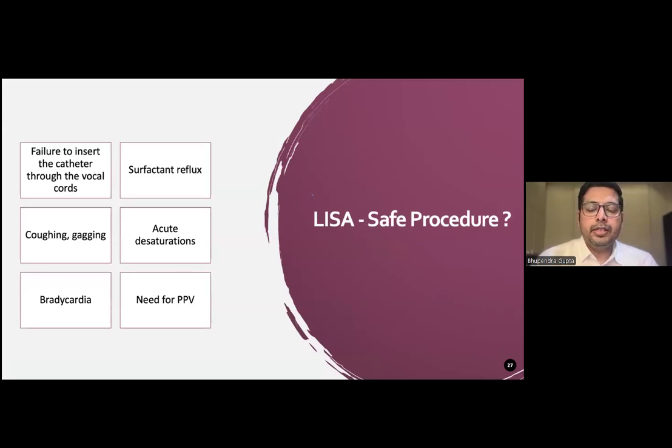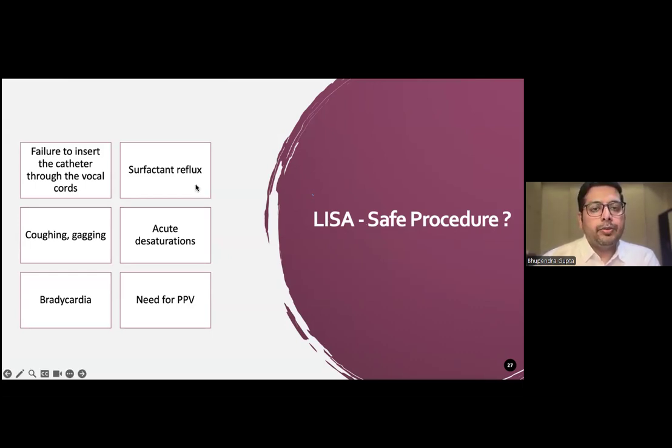Now the question is whether LISA is a safe procedure, because LISA depends upon the skill. The most critical event is insertion of the catheter, because laryngoscopy we have mastered, but how the catheter tip should be inside the vocal cord matters, because the outcome of the intervention depends upon the tip of the catheter and the length. So mastery of the skill in inserting the OG tube is the most important thing.